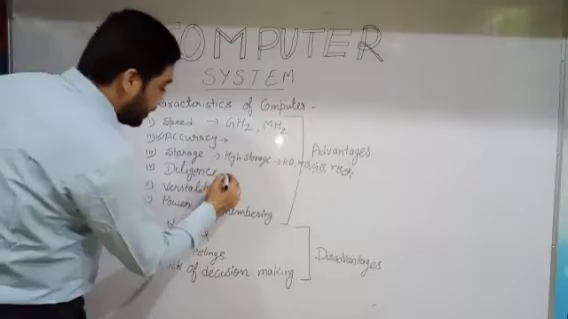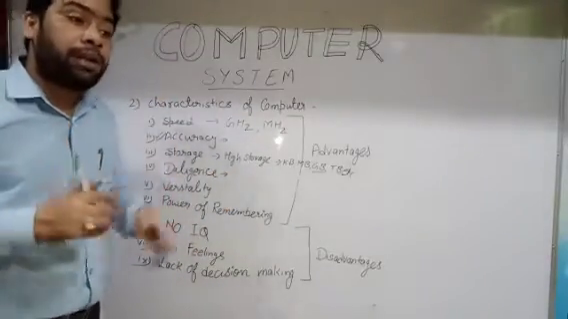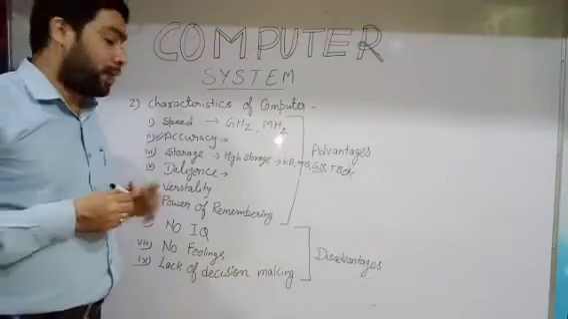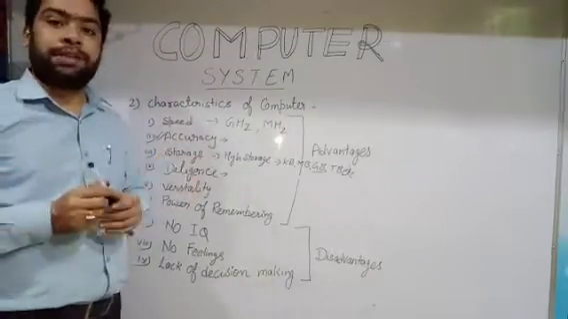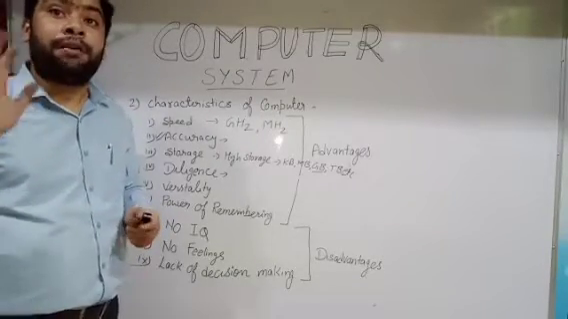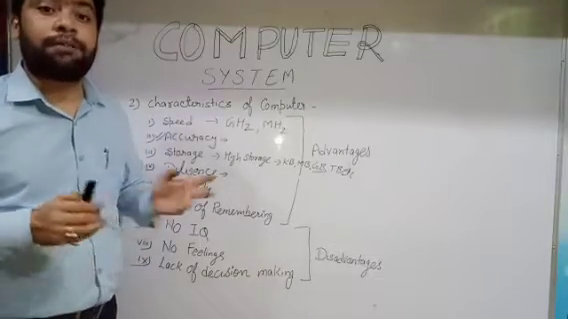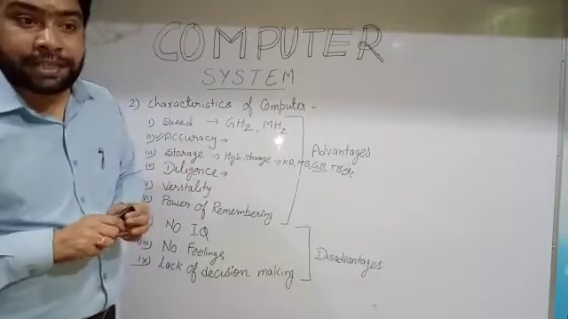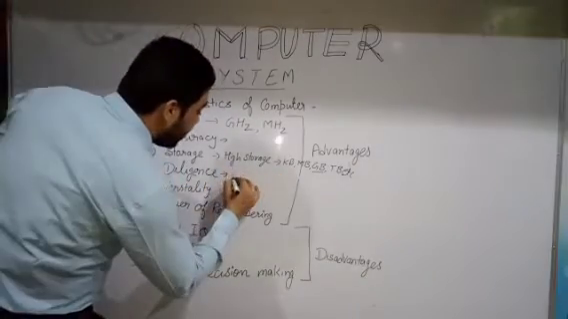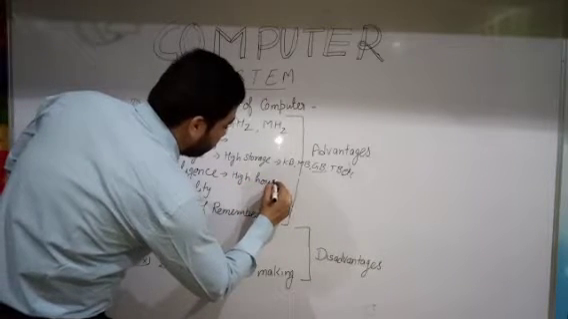Now diligence. Diligence means a machine which works regularly for long hours or periods. For example, many computer machines work regularly without any shutdown, like our mobile tower, server, security devices, ATM machines. These are examples of diligence. That means long hours of working.